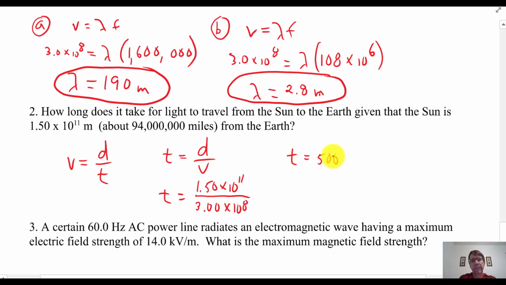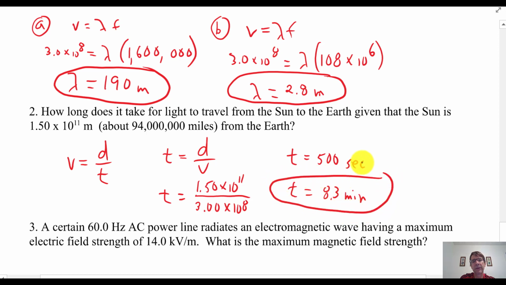So if you do the math there, the time comes out to be about 500 seconds, which, okay, that'd be your answer. But if you divide by 60, that comes out to be about 8.3 minutes. That makes a little bit more sense to me. You could circle the 500 seconds. 8.3 minutes is about how long it takes light from the sun to get to the earth.